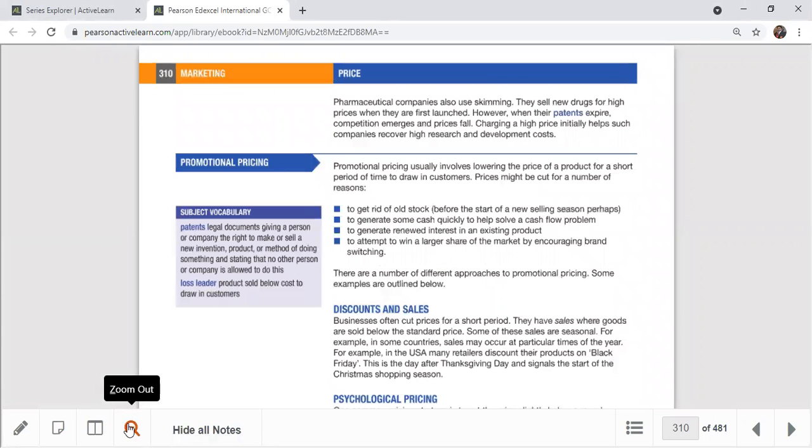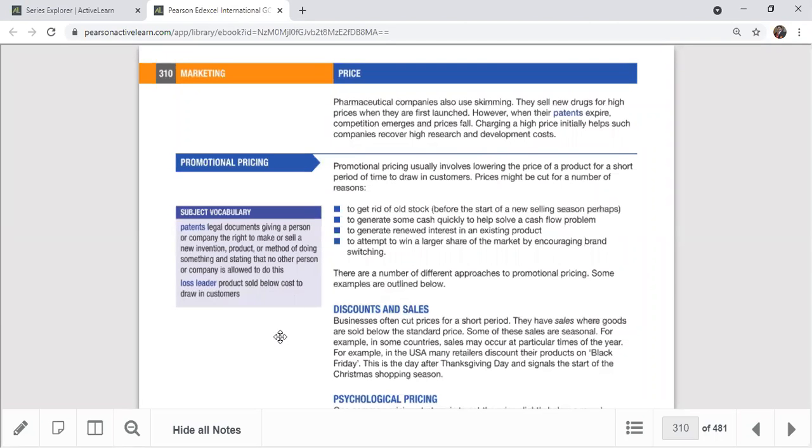Another thing, if you are adding something for skimming pricing: pharmaceutical companies also use this skimming. They sell new drugs at high prices when they are first launched. However, when the patents expire, like a patent in the drug industry will expire within 15 years, after that competition emerges in the market, and as a result, the price can go down. So charging a high price initially helps such companies to recover high research and development costs. Keep that in mind when you are writing for evaluation or analyze questions. You can write down the advantages and disadvantages, the impact of skimming pricing.